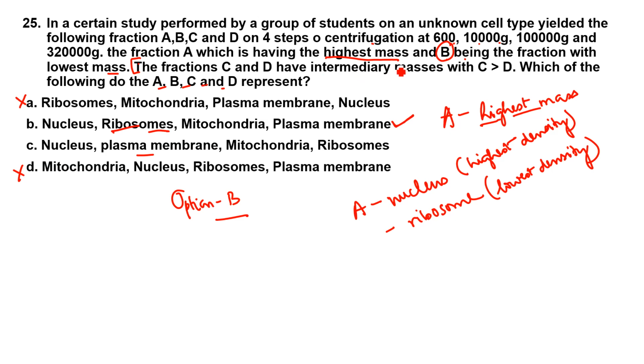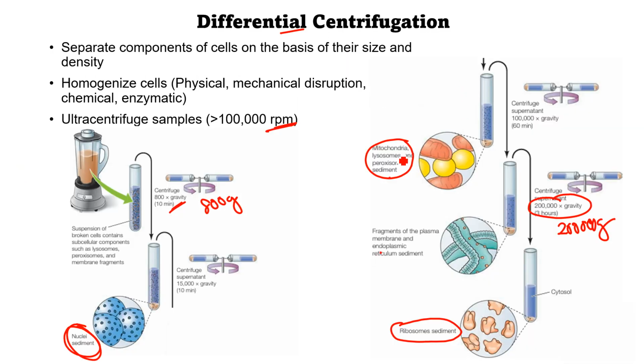Fraction C and D have intermediary masses, with C greater than D. So now you have mitochondria and plasma membrane. Which has the higher mass? Mitochondria, right? Mitochondria has higher mass, so C will be mitochondria and D will be plasma membrane. You see in this figure that mitochondria has higher mass, which is why it is getting sedimented at 15,000 G, while the plasma membrane is getting sedimented at 100,000 G. Now is it clear?